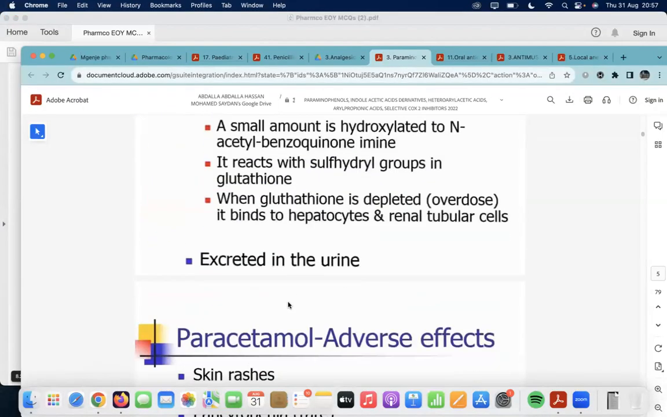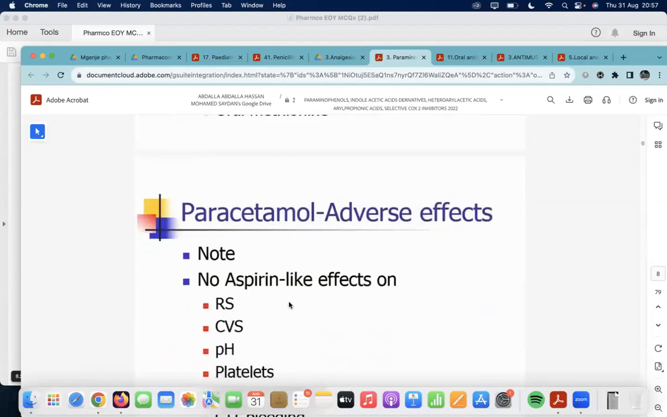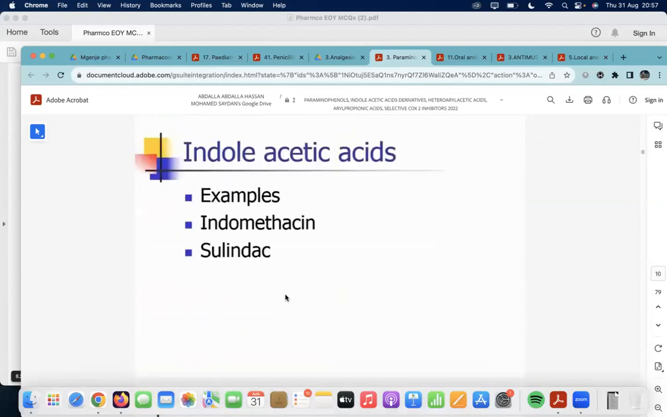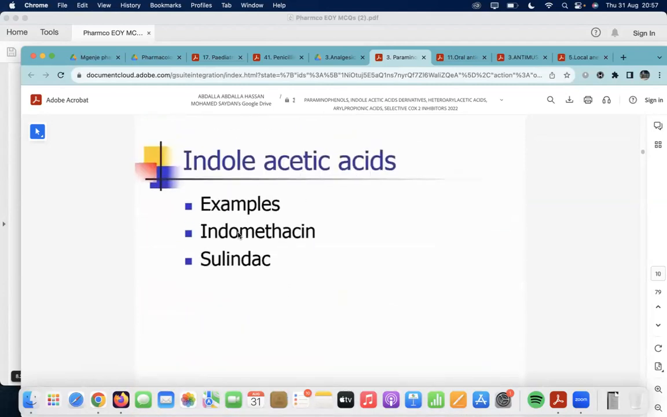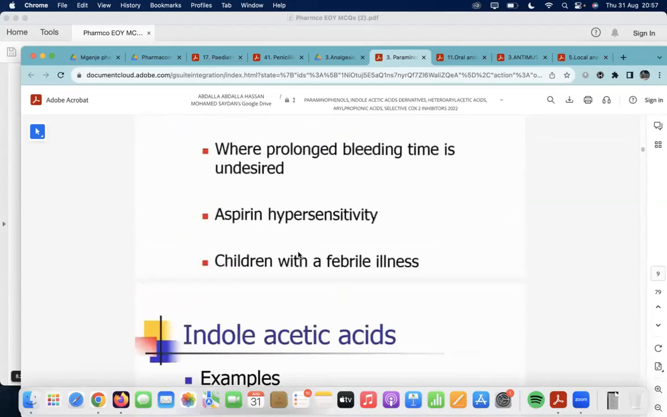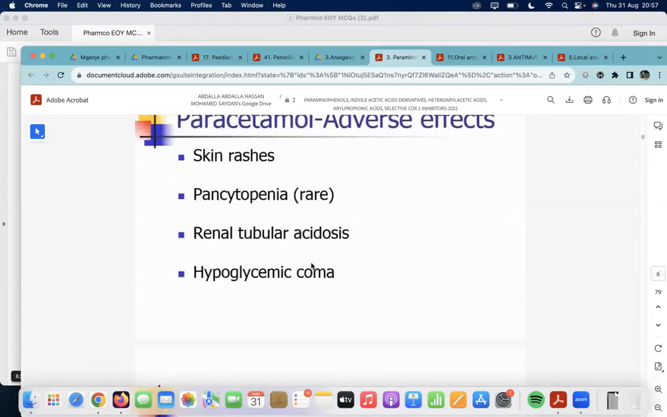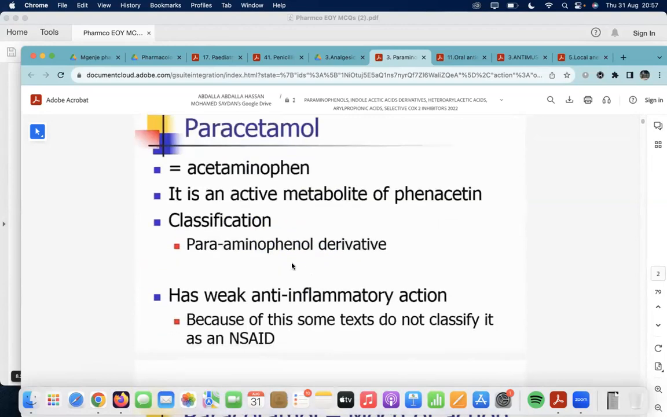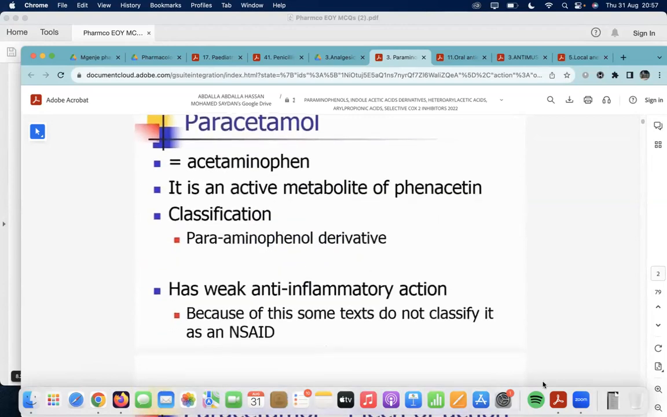Indole acetic acid examples are down here. Indole acetic acids are indomethacin and sulindac. Paracetamol is a paraminophenol derivative.